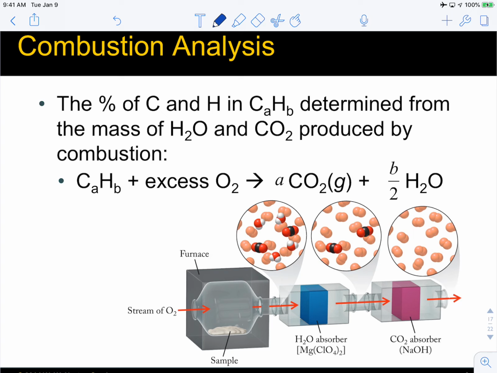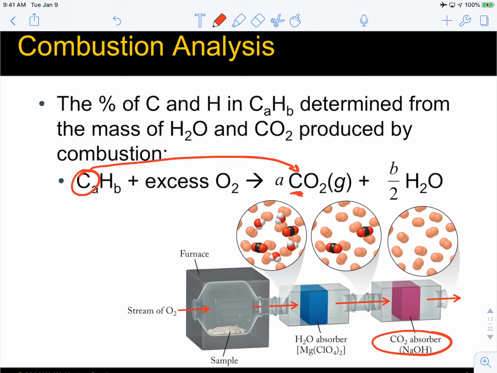Let's take a look now at this combustion analysis, and I'm just going to introduce how this is done. The percent of carbon and hydrogen in a hydrocarbon is determined from the mass of water and CO2 produced by combustion. And it's really quite simple. Realizing, in fact, that any carbon I collect, and that's what we're basically going to do, we have a CO2 absorber here. Any CO2 I collect here, the carbon in that had to have derived from here. It's the only place it can come from.